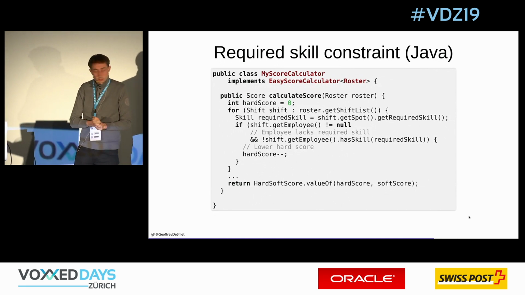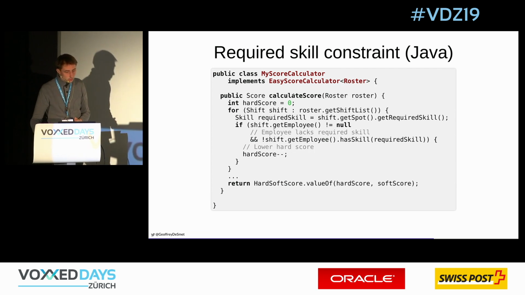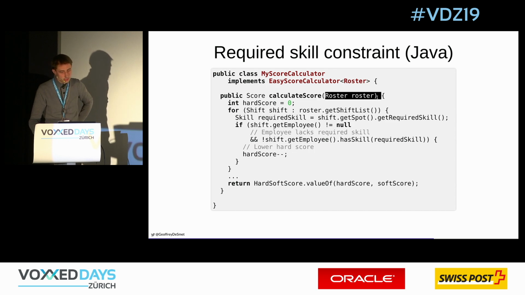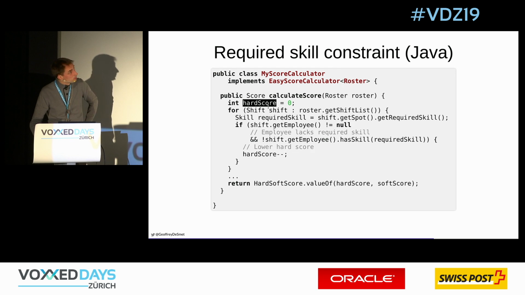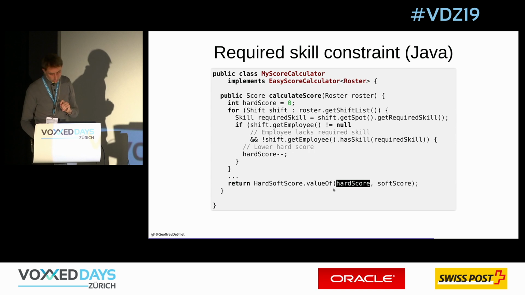So here's the required skill constraint. We have one method. It's called the calculate score method, and that has to return a score, right? And we get our roster, so we implement this interface, we get our roster. And then we say, okay, we have a score of 0, and for every instance that we violate, we're going to increase that score. And you see at the end, we just simply return that score. We return a hard soft score where we just take in that hard score.